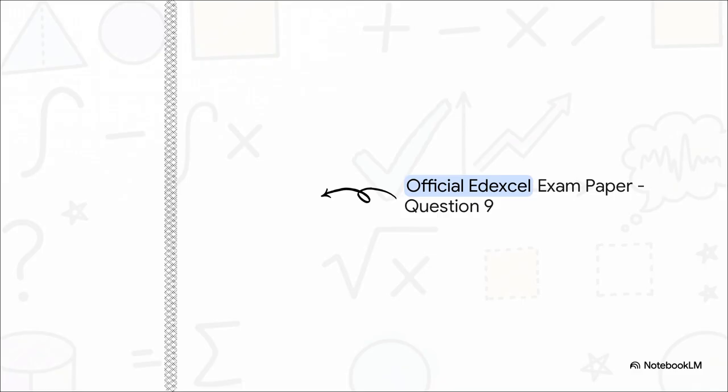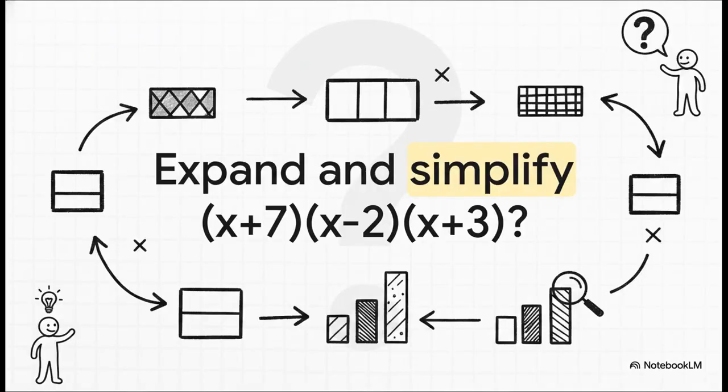There's our target, Question 9. It just sits right there on the page, looking pretty unassuming, right? But hey, that is a solid block of 3 marks up for grabs. We've got the prompt, we've got the space, so let's get down to business. So, here's the actual question. Expand and simplify (x + 7)(x - 2)(x + 3).